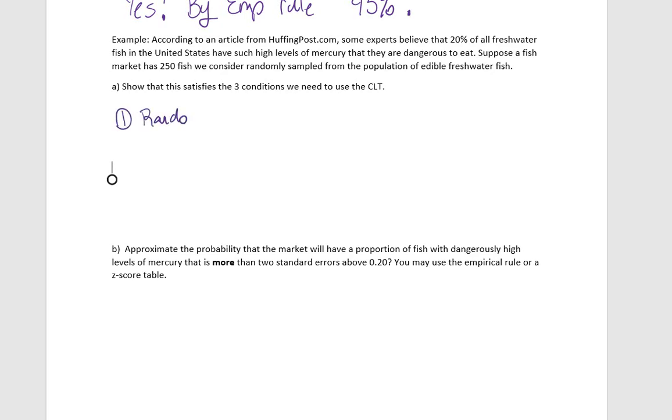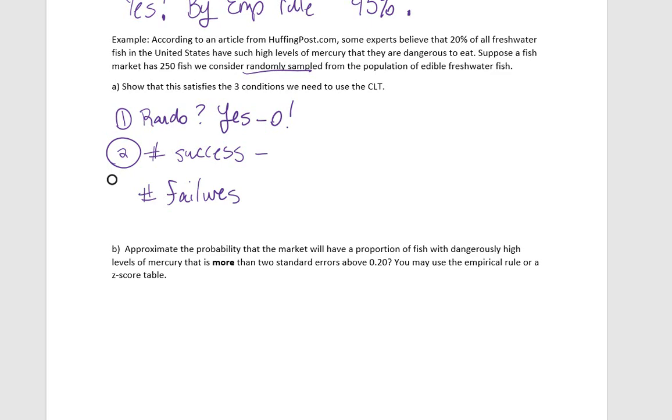So first, random? Yes. Why? Because it said so, randomly. Second, are we going to have enough successes and failures? For successes, we have 250 fish times, we expect 20% of them to have high levels of mercury, 0.20. And for failures, we have 250 fish, and if you're not in the 20% of successes, then you're going to be in the 80% of failures. So we expect to have 50 successes, and we expect to have 200 failures, which are both greater than 10, so we're looking good.